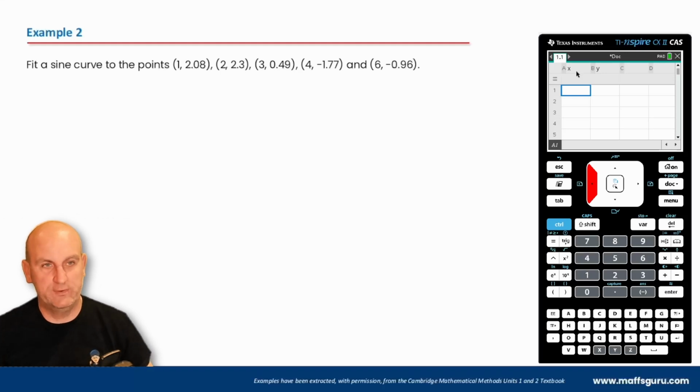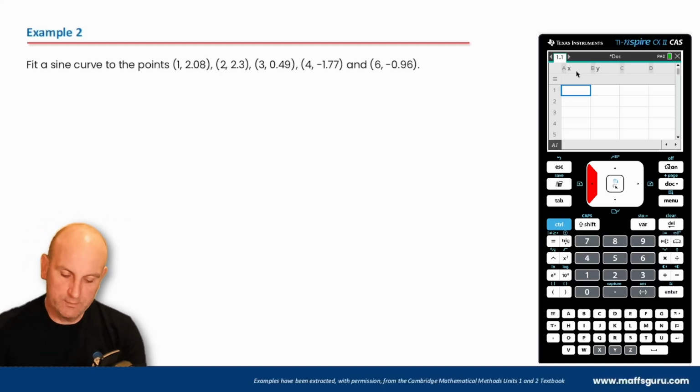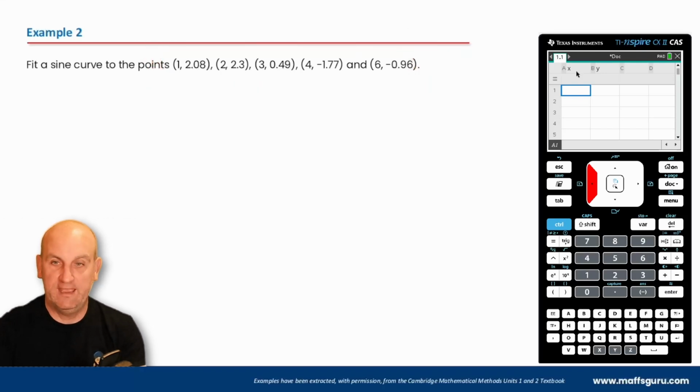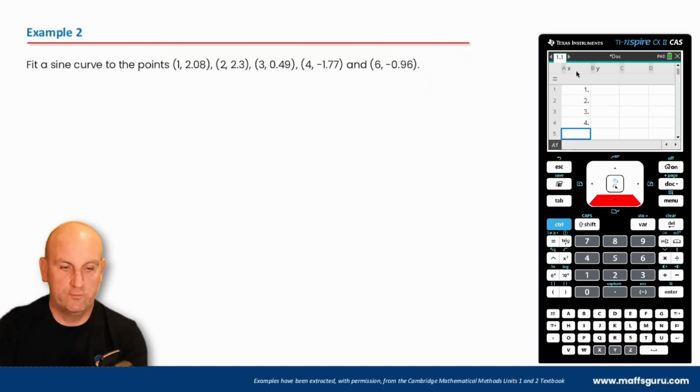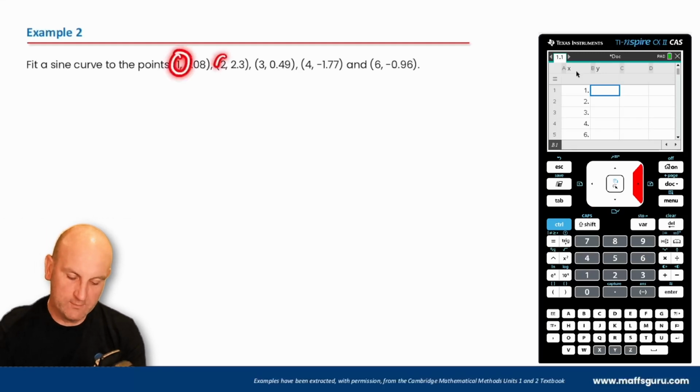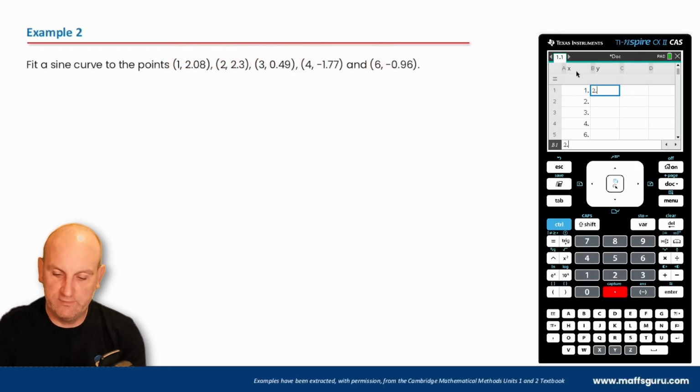Next thing, I'm going to put the points in, because these coordinates here are nothing more than a list of x values and y values. So my x values seem to be 1, 2, 3, 4, and 6. And where did I get those values from? Basically here, 1, 2, 3, 4, and 6. Now I'm going to put my y values in as 2.08, 2.3, what's the other ones? 0.49, minus 1.77, and minus 0.96, and hit enter.